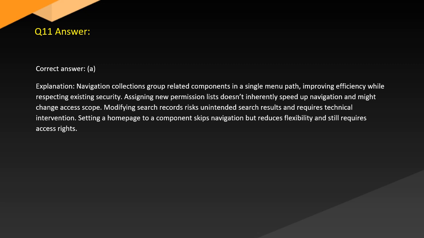Answer. Correct answer. A. Explanation. Navigation collections group related components in a single menu path, improving efficiency while respecting existing security. Assigning new permission lists doesn't inherently speed up navigation and might change access scope. Modifying search records risks unintended search results and requires technical intervention. Setting homepage to component skips navigation but reduces flexibility and still requires effort.